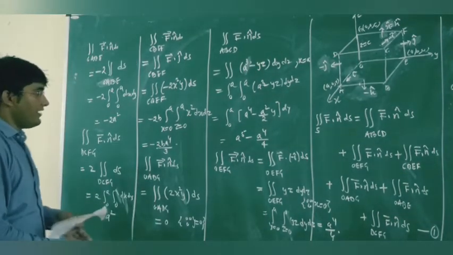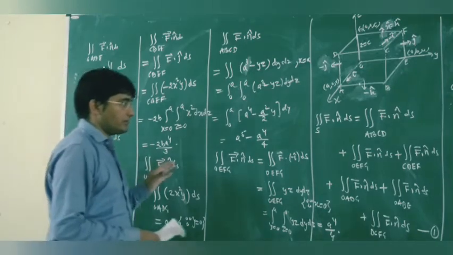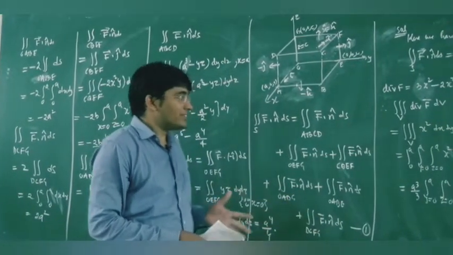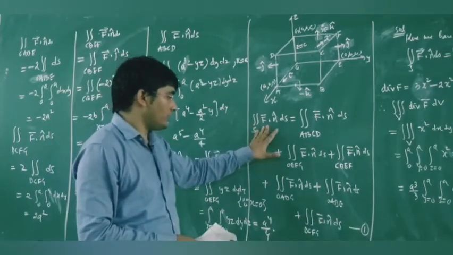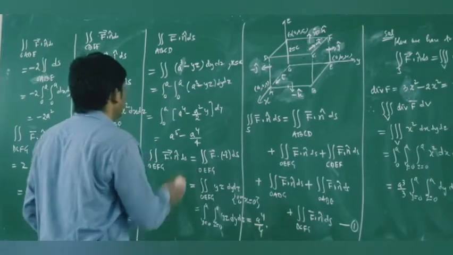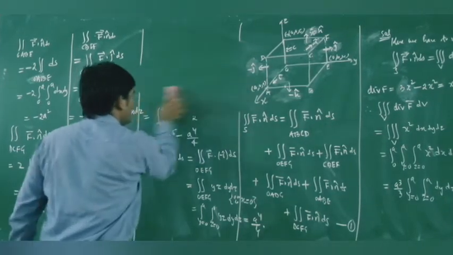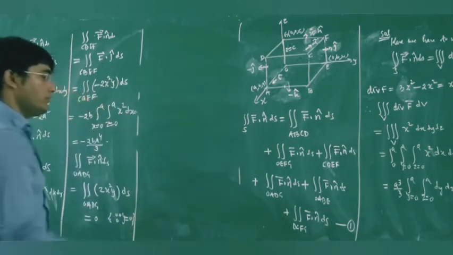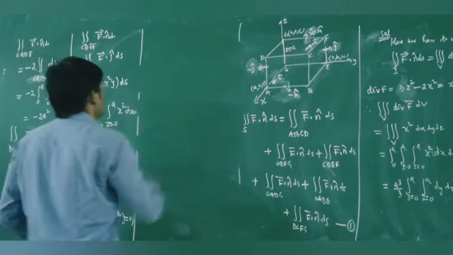So now we have evaluated all the 6 integrals. Now just put the values of all these 6 integrals here. Then you can say that the right hand side will be equal to the left hand side. So let us put all these 6 integrals in equation number 1.